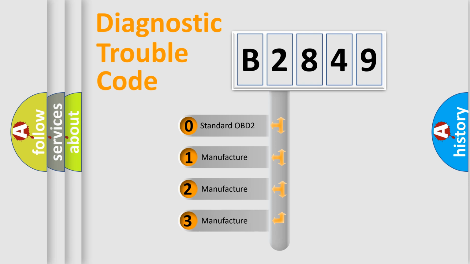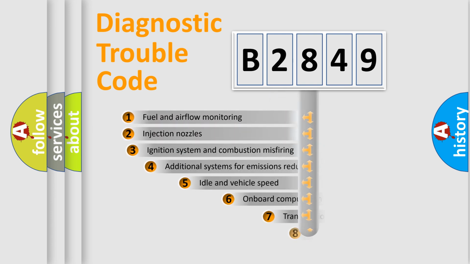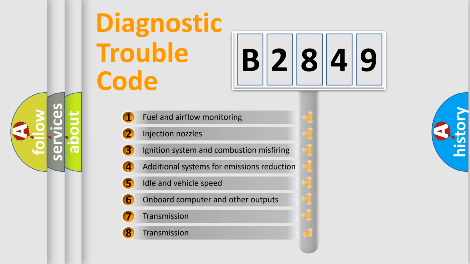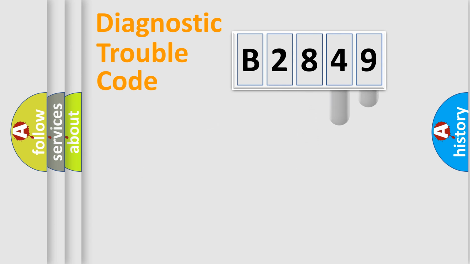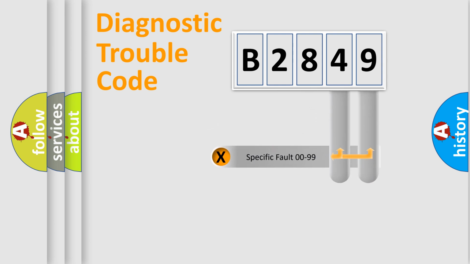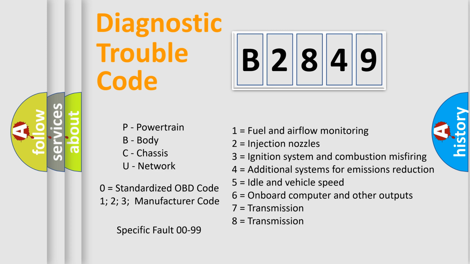If the second character is expressed as 0, it is a standardized error. In the case of the numbers 1, 2, 3, it is a manufacturer-specific error. The third character specifies a subset of errors. The distribution shown is valid only for the standardized DTC code. Only the last two characters define the specific fault of the group. Let's not forget that such a division is valid only if the second character of the code is expressed by the number 0.